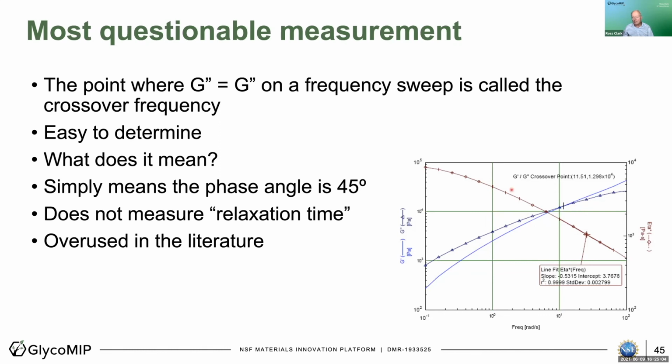And all it means is those things were equal magnitude. It's easy to determine. Software oftentimes will determine that for you. The phase angle happens to be 45 degrees there.